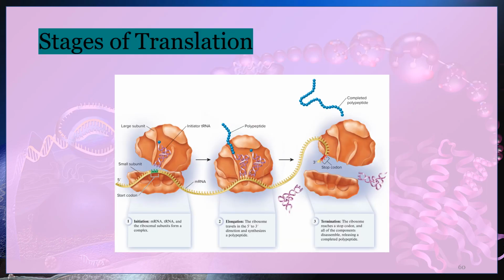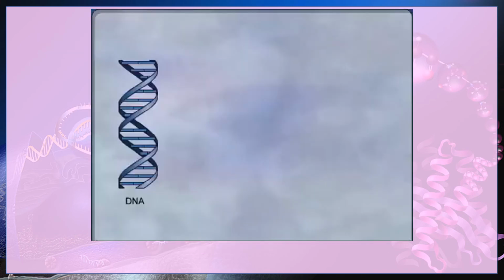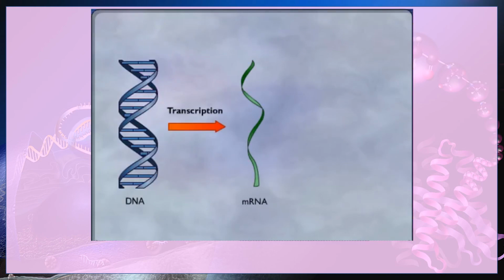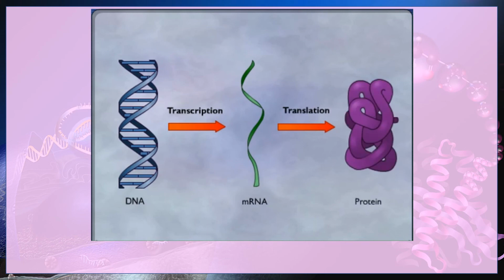Here we have the stages of translation all in a diagram on their own. Okay, we can see stage 1, 2, and 3. So this is another good diagram to study. The genetic information stored in DNA is transcribed into messenger RNA and then translated into protein.